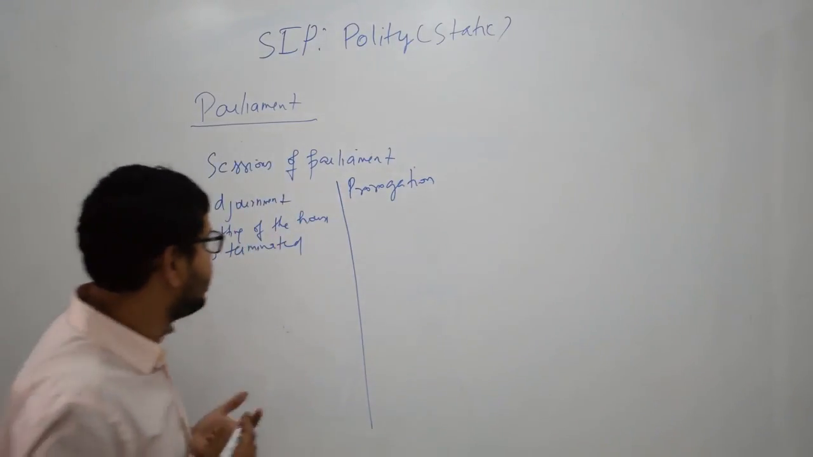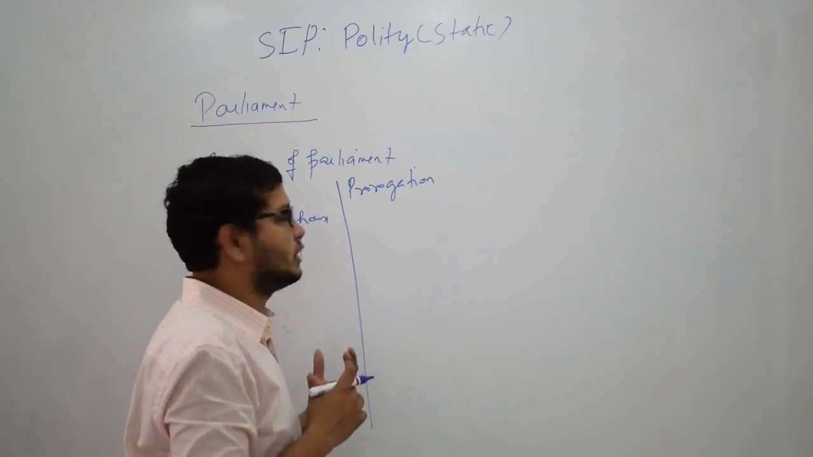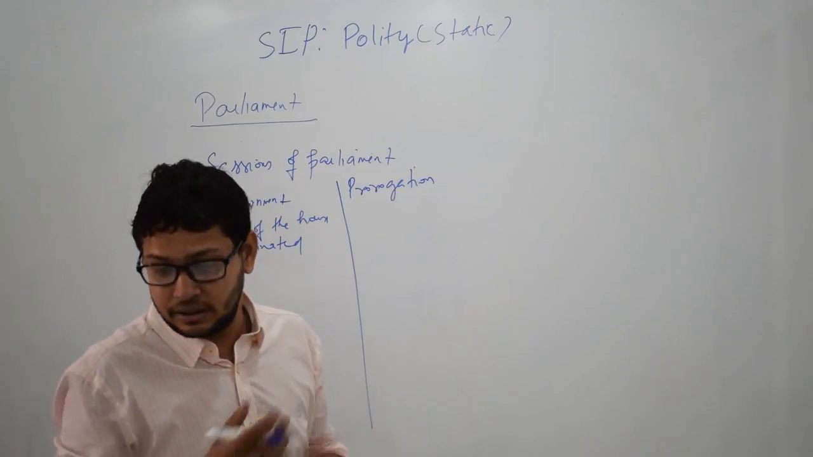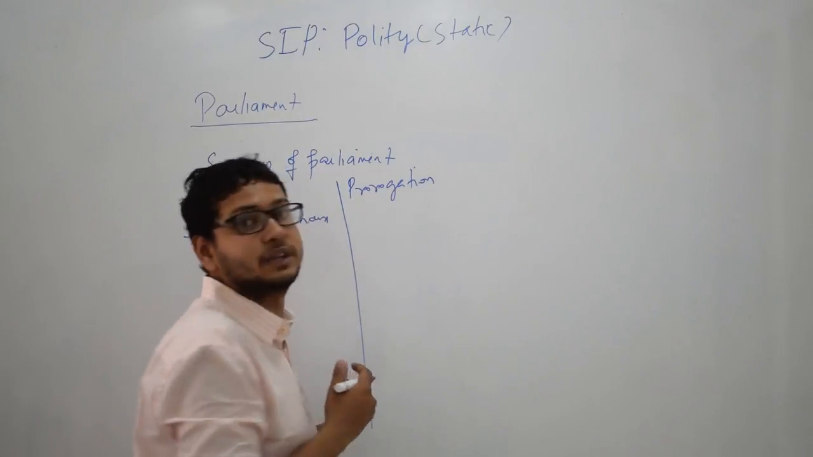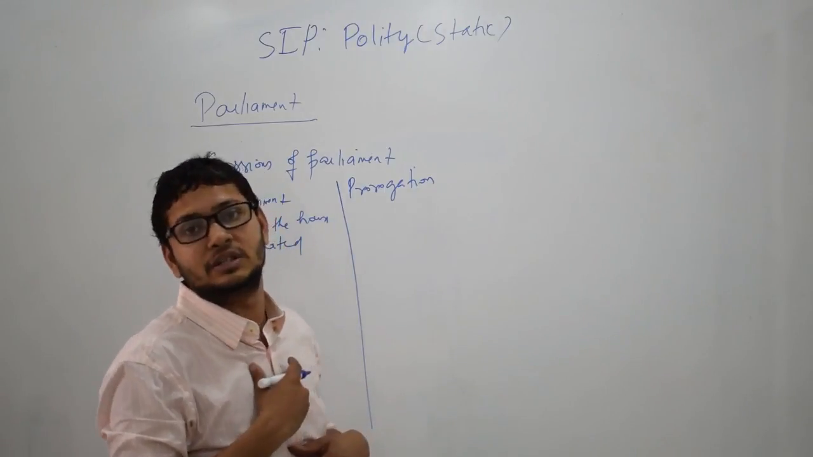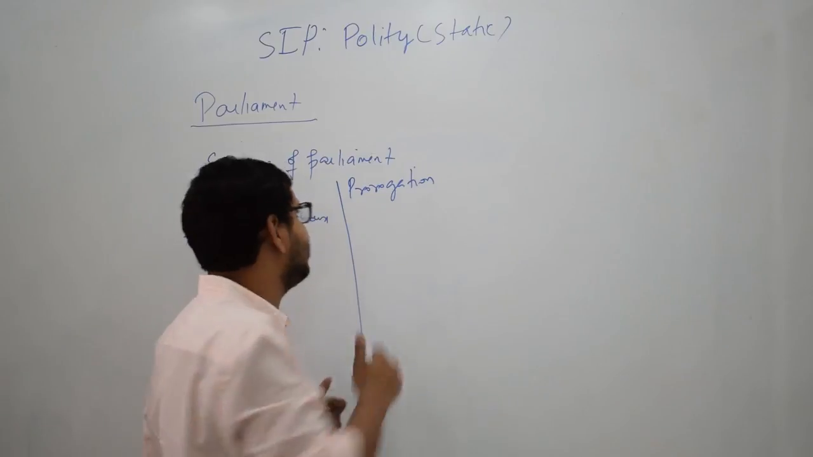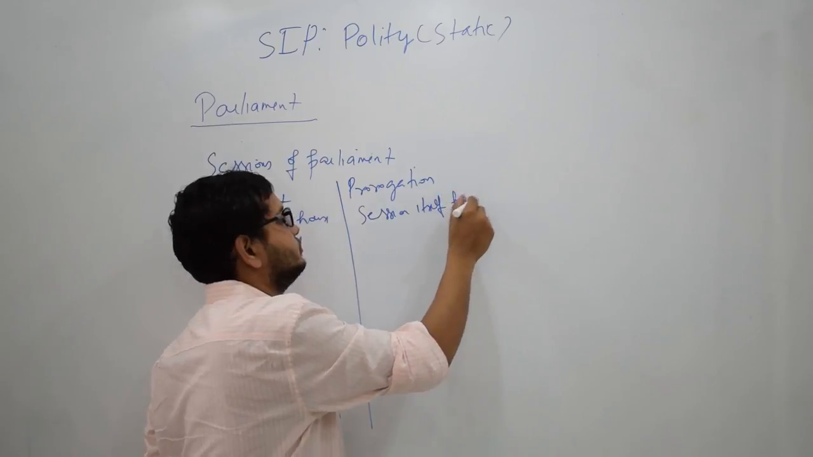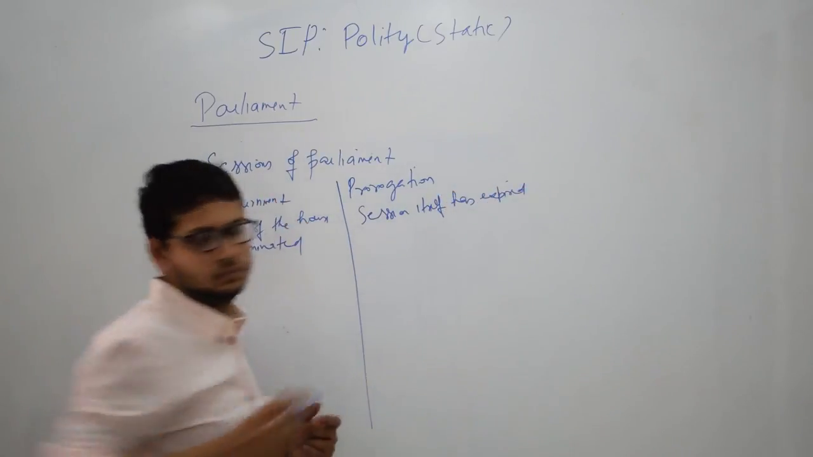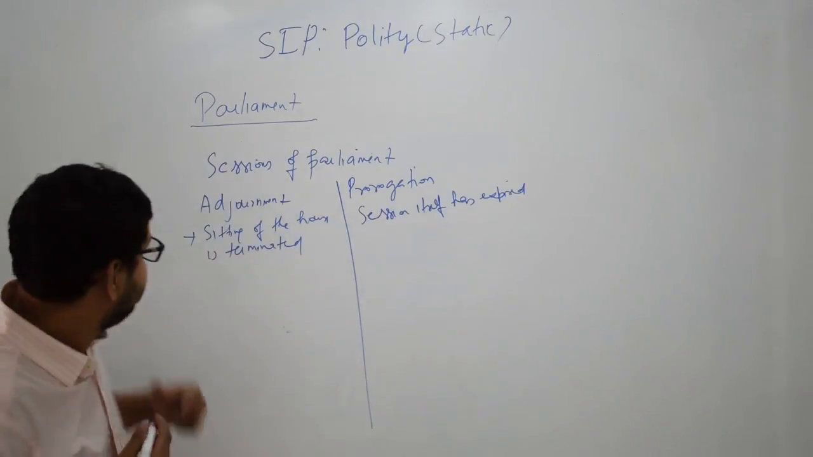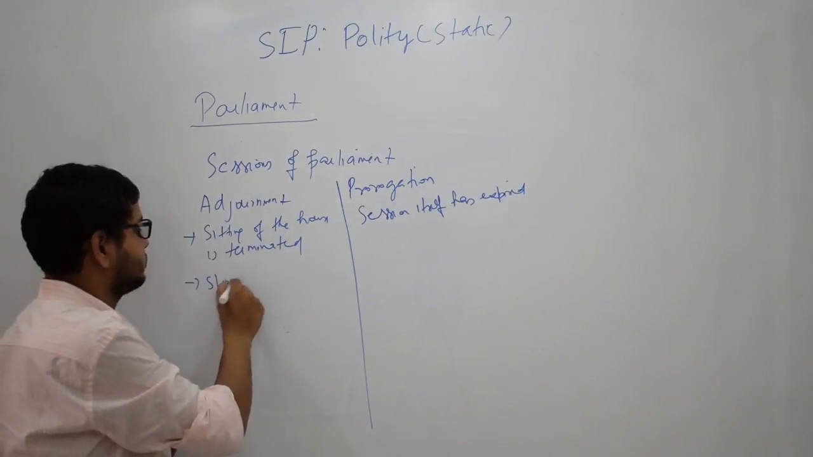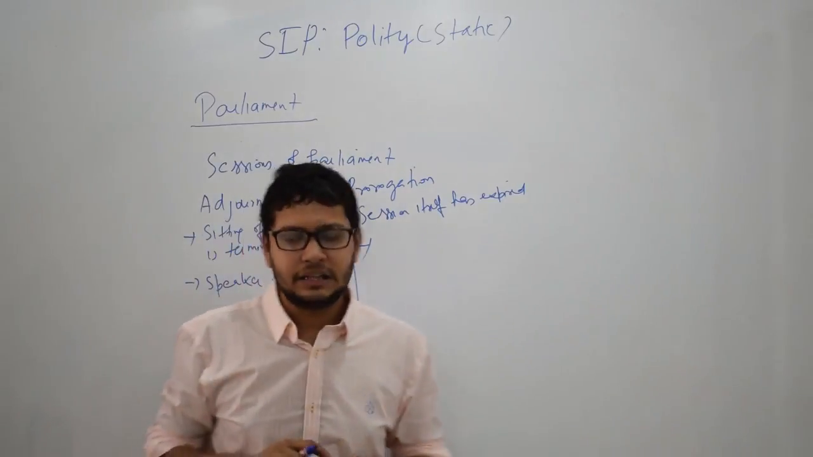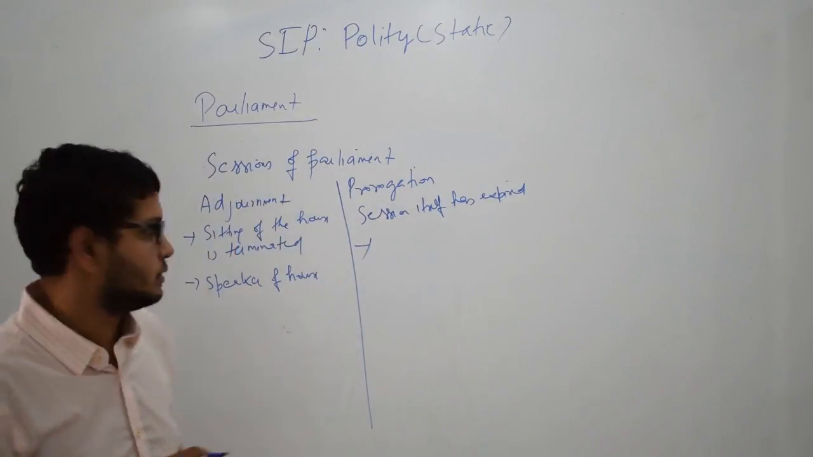Next is prorogation. Prorogation means that if the president announces a prorogation, not just the sitting of the house is terminated, but the session itself is terminated. So if there is a budget session and the president announces prorogation, it means that the session itself has expired. Secondly, adjournment is done by the Speaker of the House. And prorogation is done by the President of India.